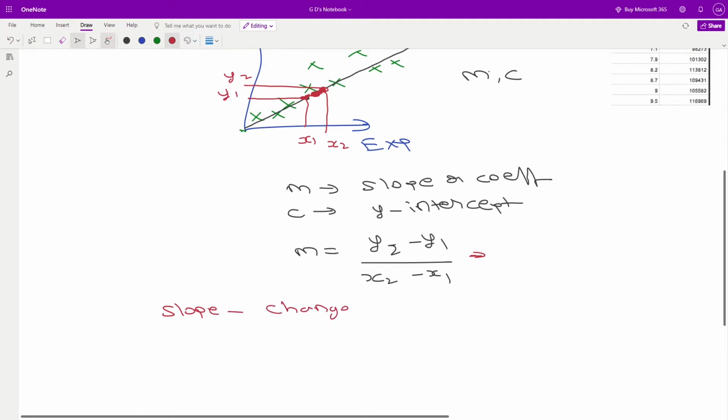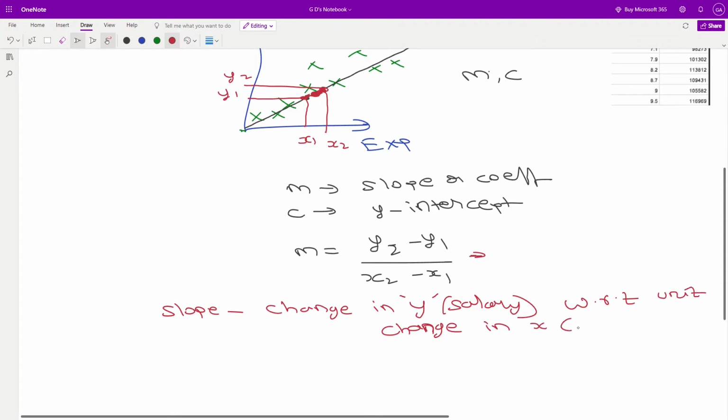change in y. So in our case, change in salary, because in our case y is nothing but salary, with respective change in experience, because in our case x is experience. Especially, with respect to unit change in x. You should tell it as unit change in x.